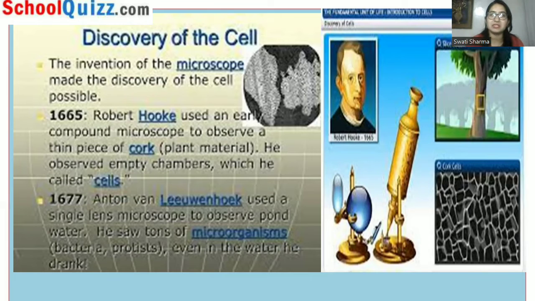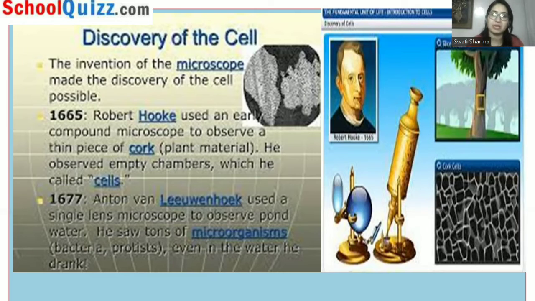In the year 1665, Robert Hooke used an early compound microscope to observe a thin piece of cork. This is like the trunk of a tree. From that a smaller section was cut and seen under the microscope. Robert Hooke observed this thin piece of cork, which is plant material, and he saw that there were empty chambers, different kinds of chambers, in it, which he later named cells.